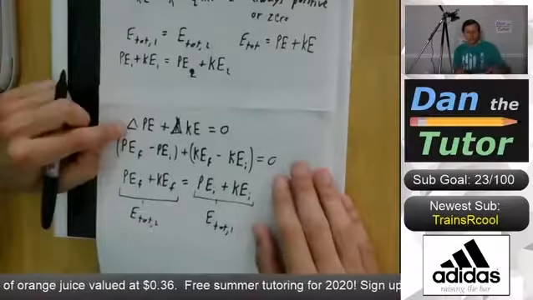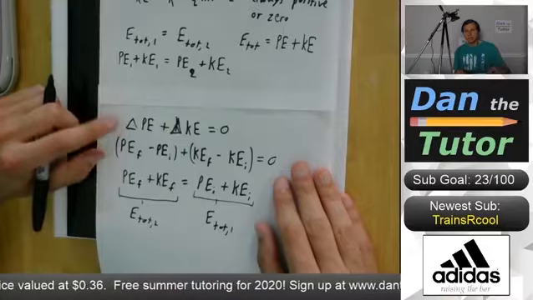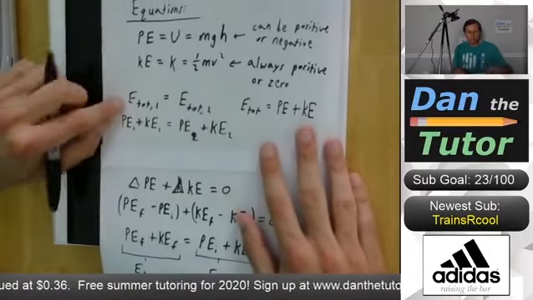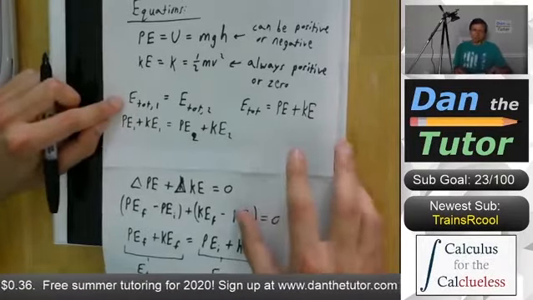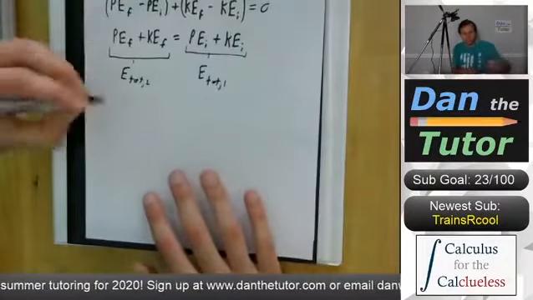So you can write conservation of energy this way. Just know that 9 times out of 10, this equation is going to be more complicated than this equation. I like this equation a lot more. And now one more thing. Let's talk about when energy is conserved.